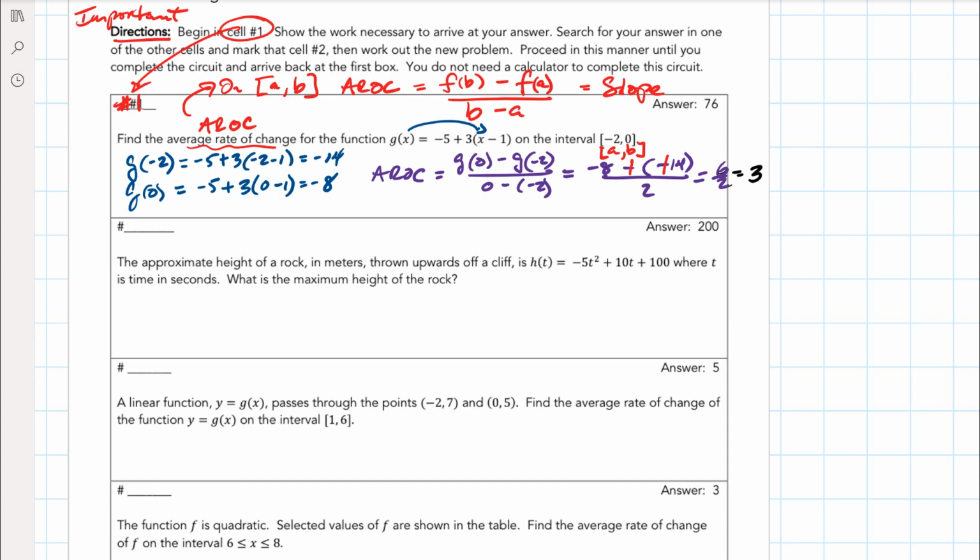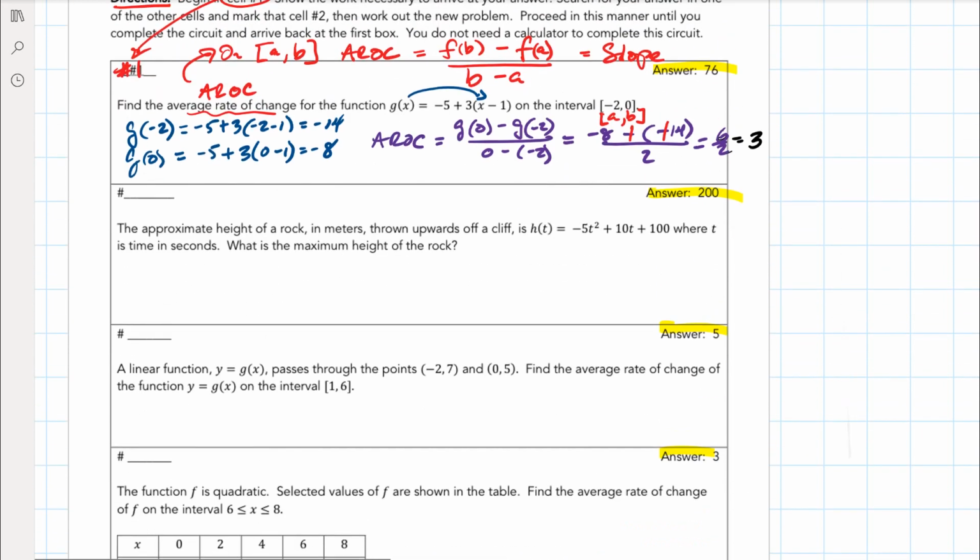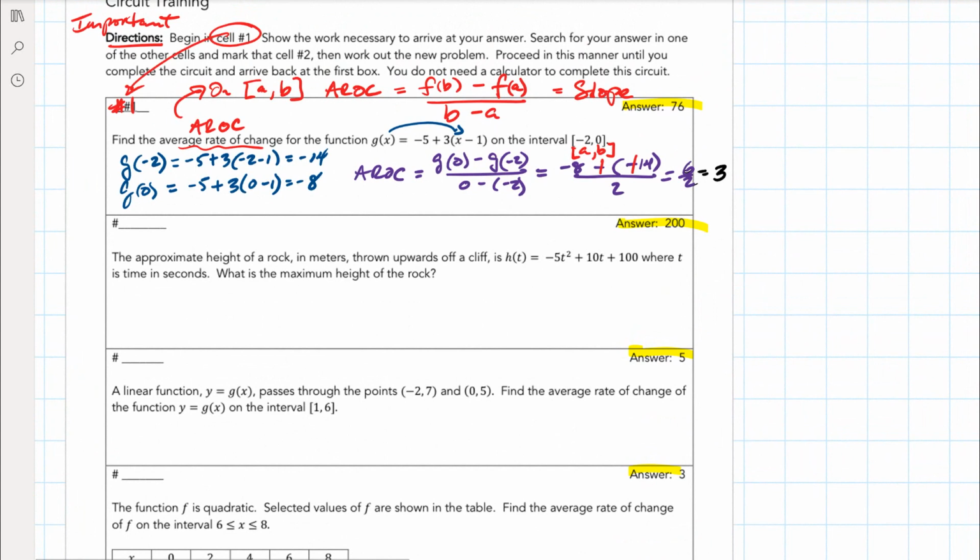And so notice, let me highlight the answers here. They're all up through here, so you keep on searching. And then notice here that 3, I found it, it's right here. So there's my average rate of change. It's the same as this, so this becomes number 2.